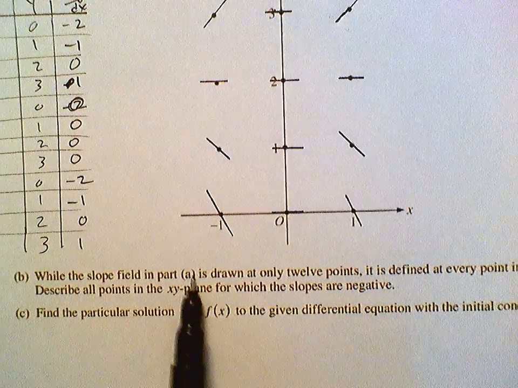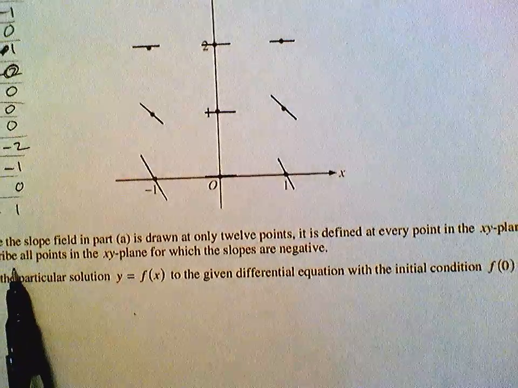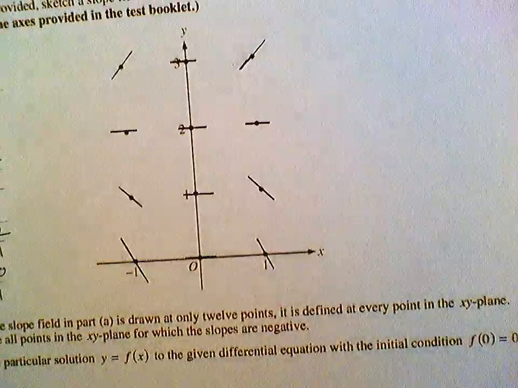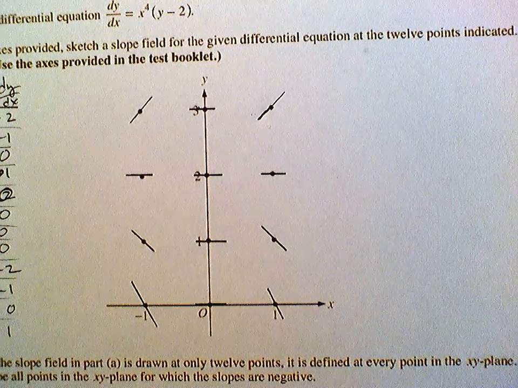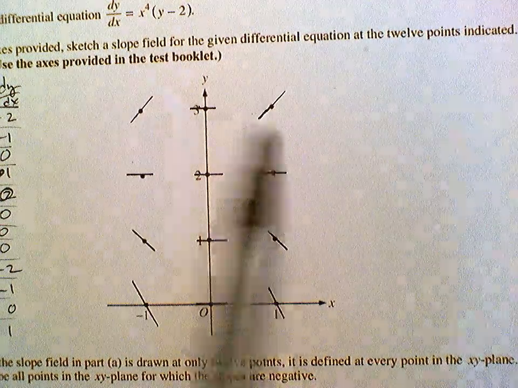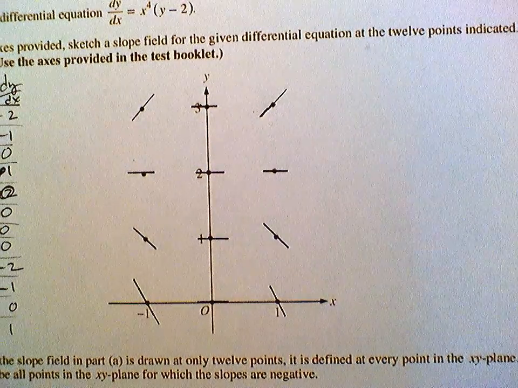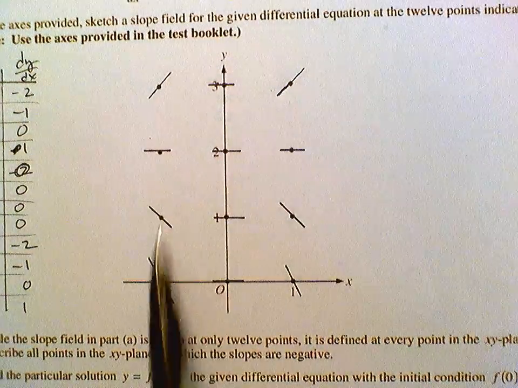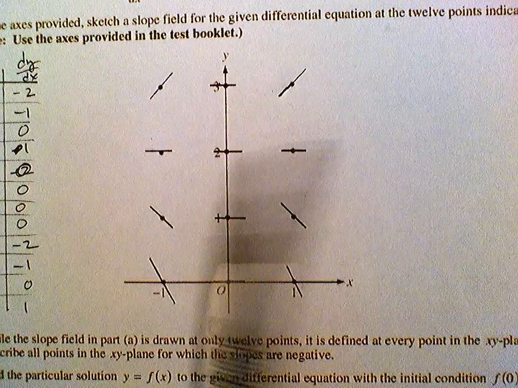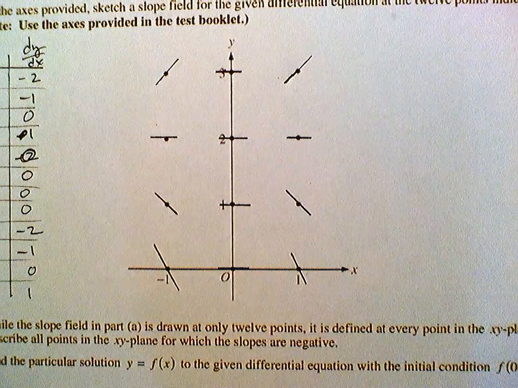While the slope field in part A is drawn at only 12 points, it is defined at every point in the xy plane. Describe all points in the xy plane for which the slopes are negative. Looking at the slope field, I've got slopes of 0 here and here, positive slopes there, and negative slopes at these points. How could I describe these points? They are below the line y equals 2, and they are to the left and right of the line x equals 0. That's one way you could describe it.